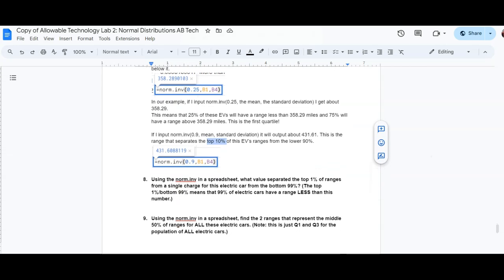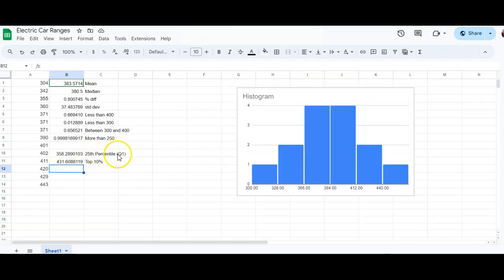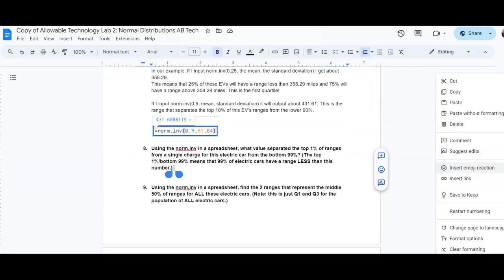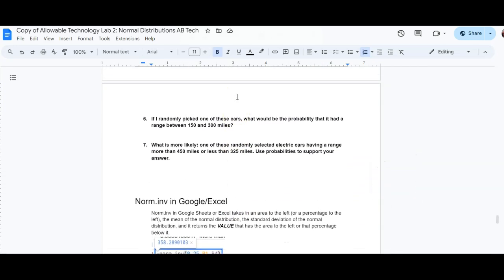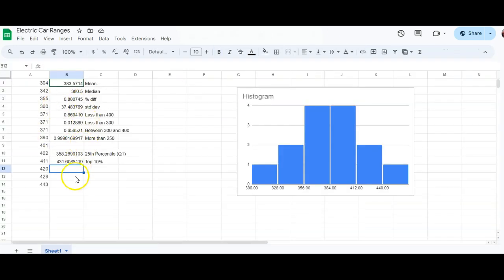So using that norm.inv with a spreadsheet, come up with the top 1%, instead of top 10%, which would be, again, the bottom 99%, or the 99th percentile. And then you're also going to come up with the middle 50%. That requires Q1 and Q3. You already have Q1, so basically you just need to come up with Q3 for that one. All right, so see what you can do with that. Answer all those questions in bold. You're just practicing going through, getting all the answers that you're seeing along the way. Your sheet should have all that, but you should also have the work to do all your answers in bold in there as well.